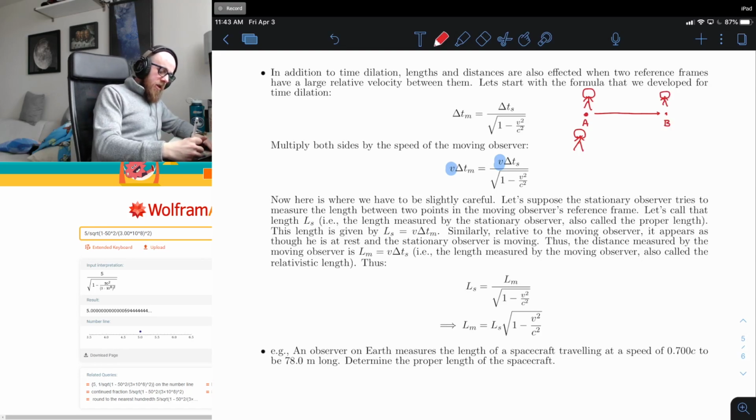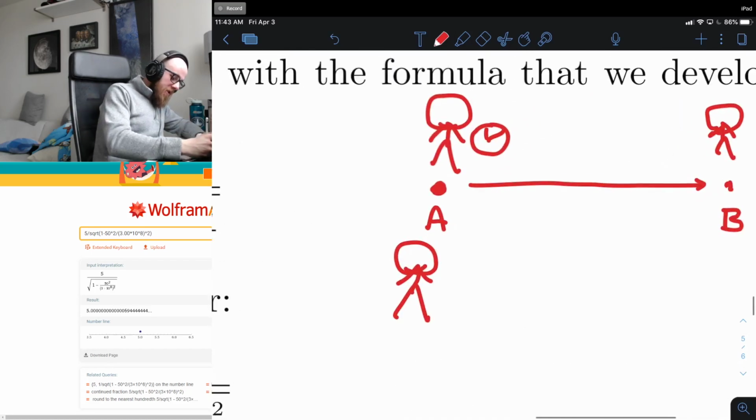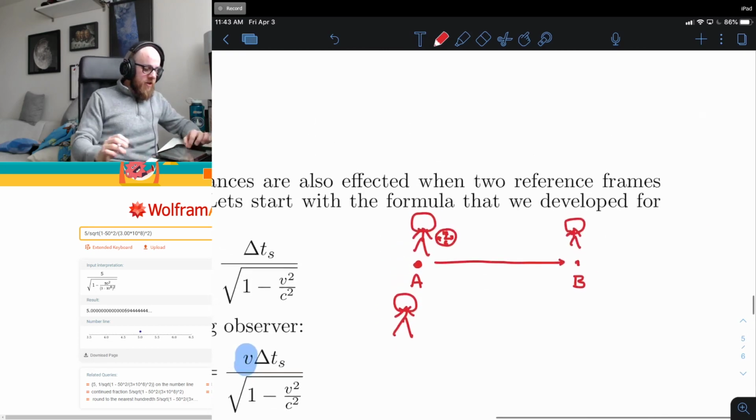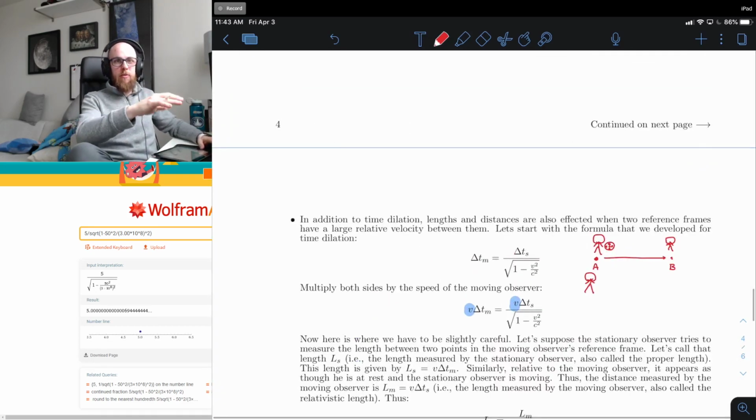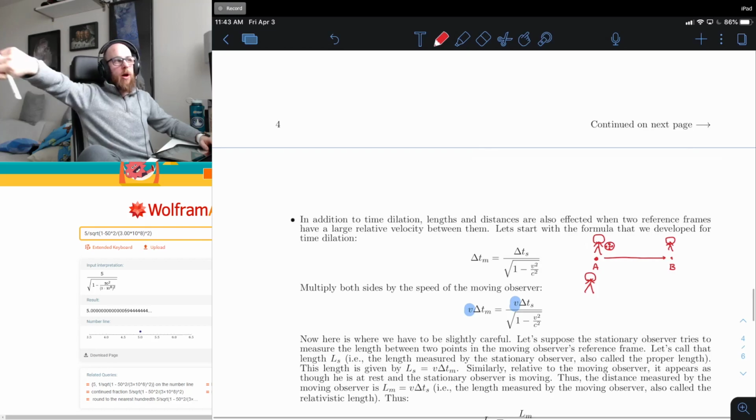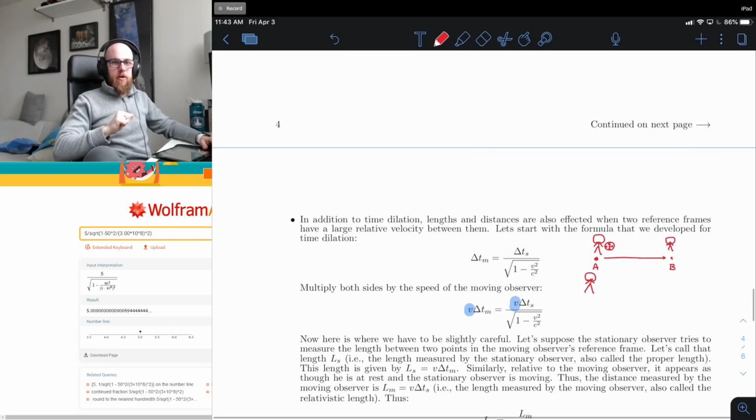And let's say that the moving observer has his clock, and his clock is just measuring time there, right? So we have, let's make this a little bit nice, 12, 3, 6. We're measuring time, right? So the stationary observer is looking at the moving observer, and the moving observer has his stopwatch out so that the stationary observer can see.